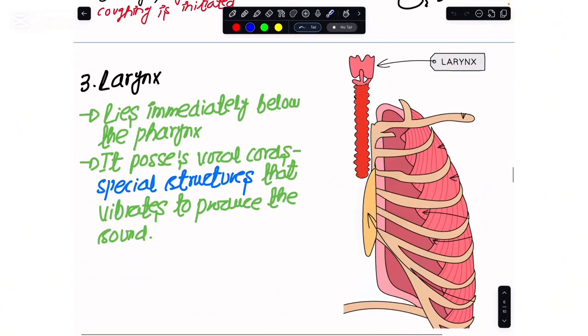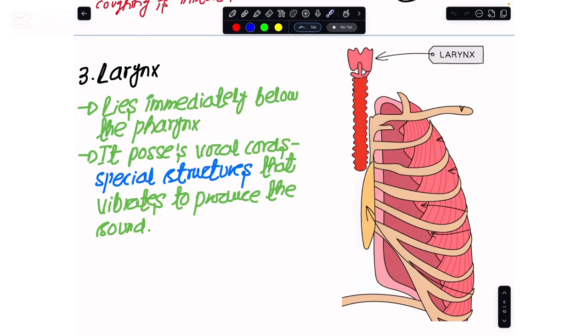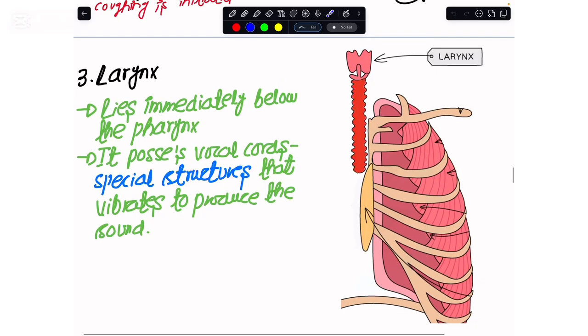Now moving onward here, we have got the other part coming. After the pharynx, we have the larynx, another word for which is the voice box or the Adam's apple, and this lies immediately below the pharynx. The role of the larynx is that it has specialized vocal cords present in it, and these specialized vocal cords vibrate.